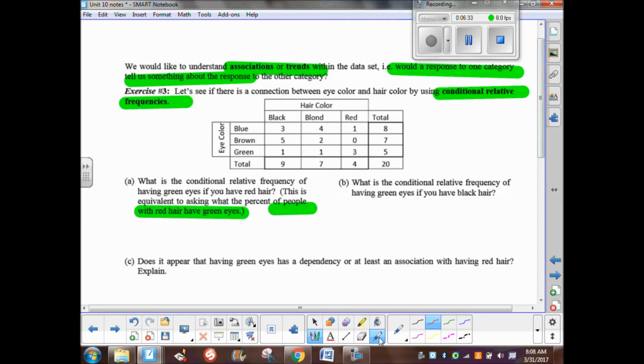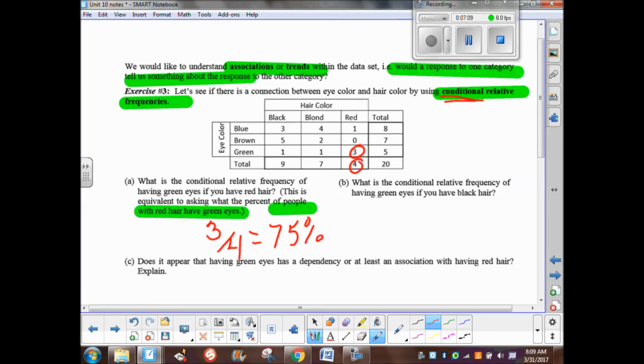Yeah, it's what over what? It's 3 over 4. 75%. Think about it this way. Of all the people with red hair, how many of them have green eyes? What is the conditional relative frequency? Now, like I said, the conditional total is thinking about the specific condition. It's not out of the grand total like we were on the front.